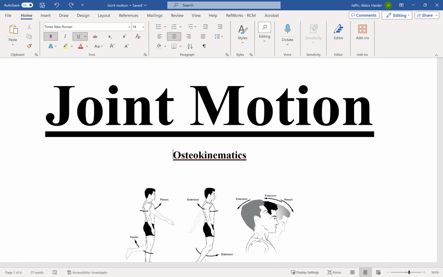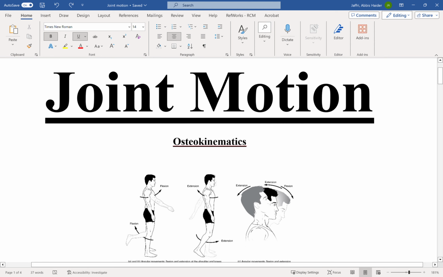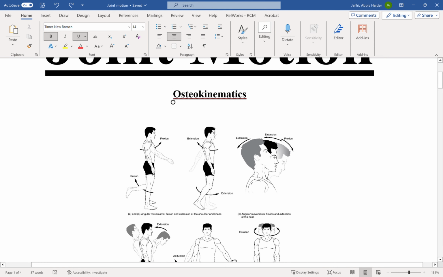All right, let's talk about the joint motion. We have so far talked about the joint structure and the function, and now we'll discuss the joint motion and different aspects of joint motion from the very biomechanical standpoint. And we'll see some of the important aspects of joint motion from the biomechanical perspective.